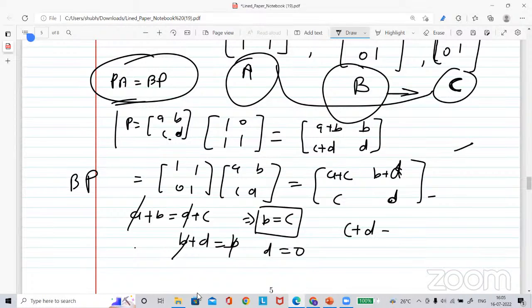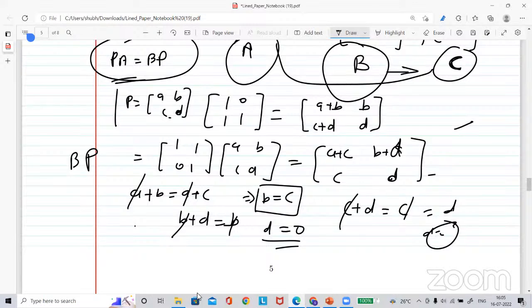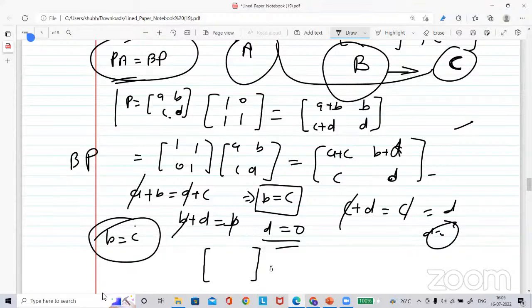And C plus D equals C here. Again, it tells you D equals 0, and the last one also gives D equals 0. That means you got D equal to 0 and B equal to C. So this is how the matrix will have to look. Form the P matrix and do the multiplication. Now you see A will work independently. B and C are the same and D is 0. Now give some values to A and B and see what it is telling.